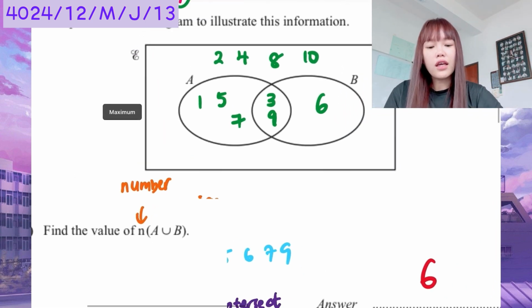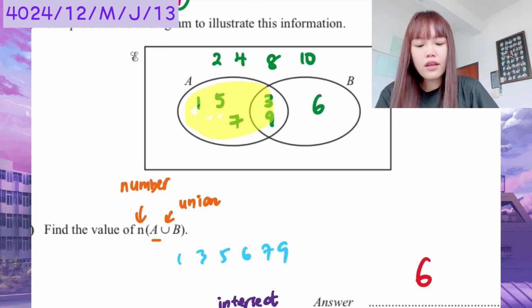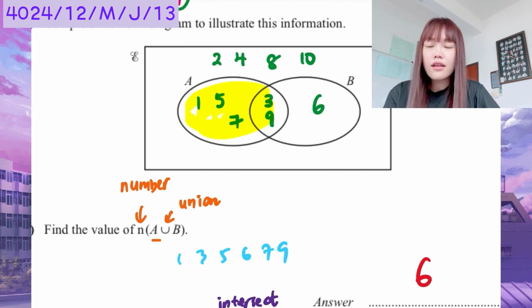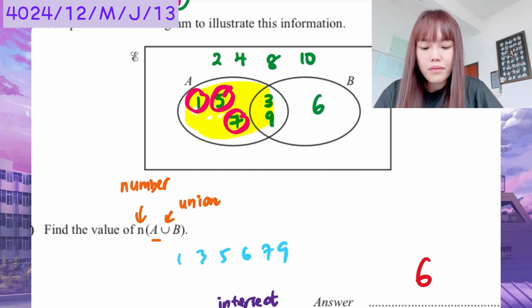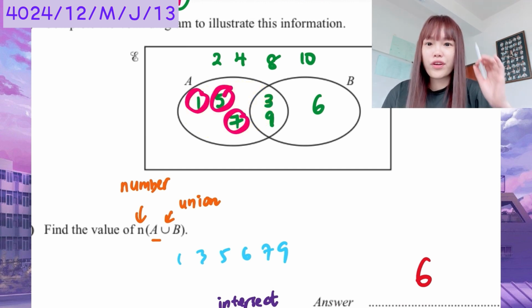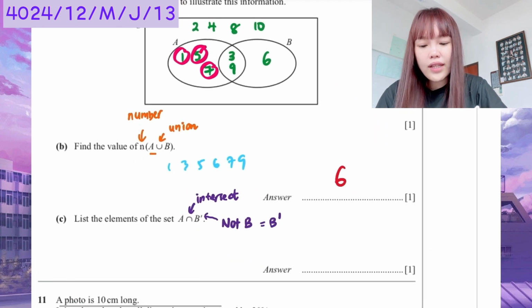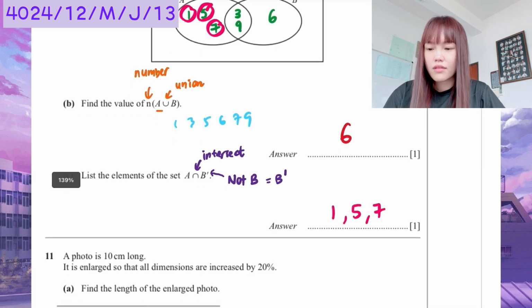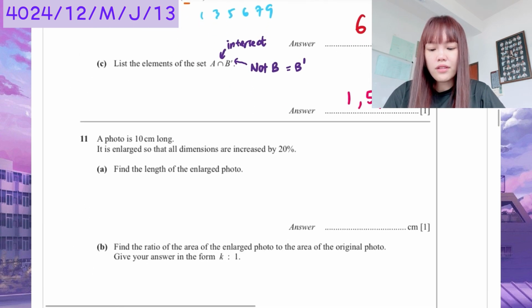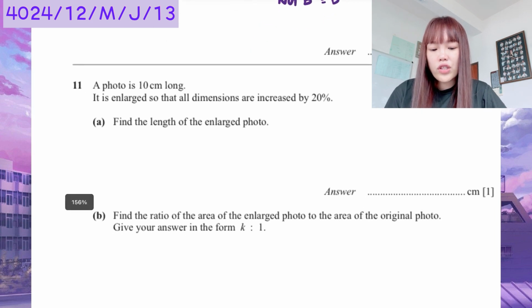Overlapping with not B. A is here, and this A includes 1, 3, 5, 7, 9. It intersects or overlaps with not B. The ones overlapping with not B are this 1, 5, and 7, because 1, 5, 7 are out of B, not included in B. Sorry, it's very lazy, so the one that I circle is the answer: 1, 5, 7.